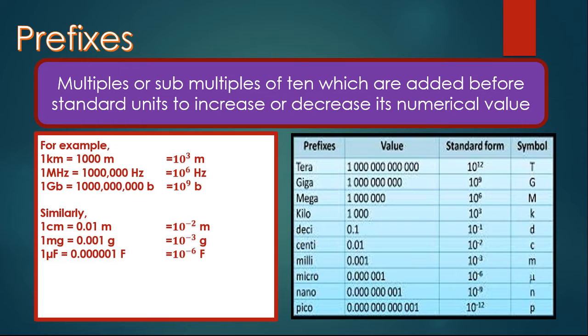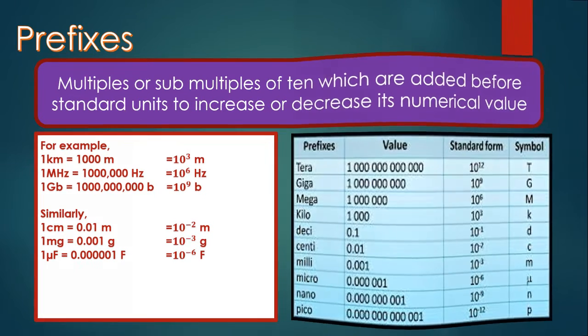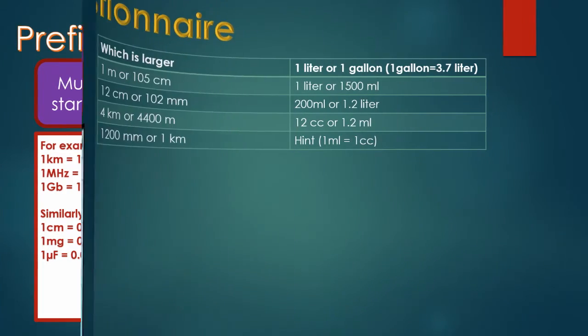And 1 gigabyte means 1 billion bytes. And similarly for submultiples, for example, 1 centimeter means 10 power minus 2 meters. 1 milligram means 10 power minus 3 gram. And for a 1 microfarad capacitor, it is 10 power minus 6 farads.